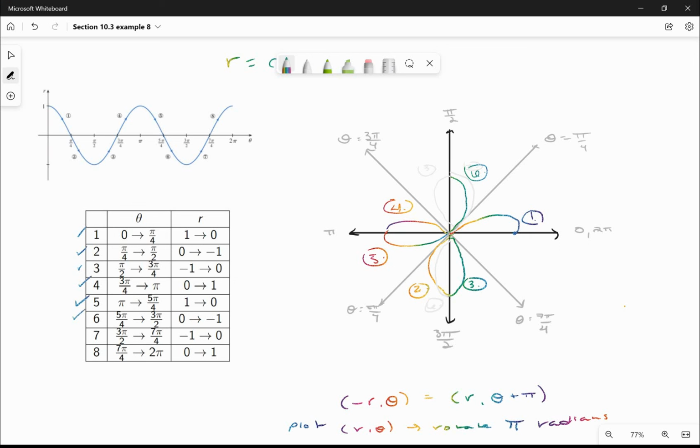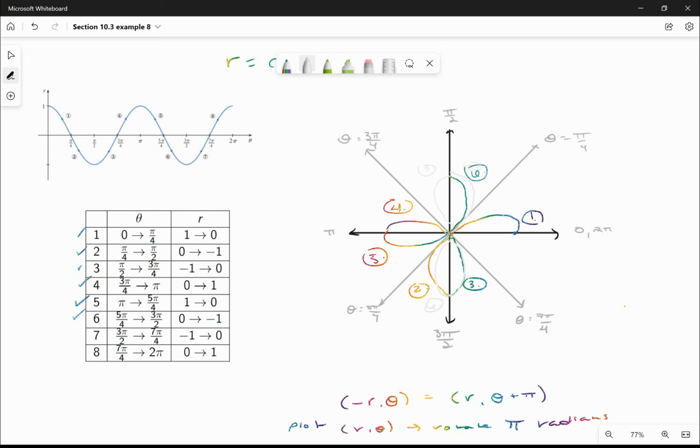We'll do that again for 7. So we'll start with taking r to be positive, and then we'll rotate whatever we have written down by pi radians. So for step 7, we're going to rotate from 3 pi over 2 to 7 pi over 4. r is going to go from 1 to 0. 3 pi over 2 to 7 pi over 4 corresponds to this little area here, and r going from 1 to 0 corresponds to this exact part written, labeled 3.